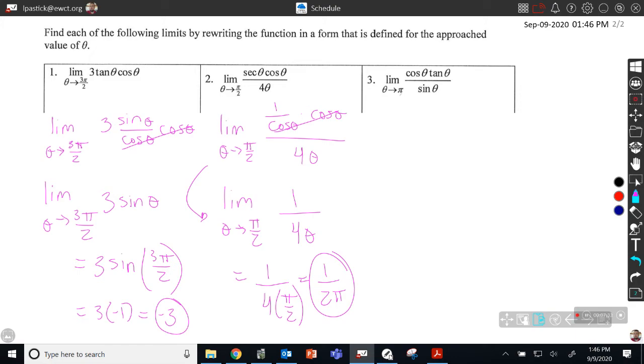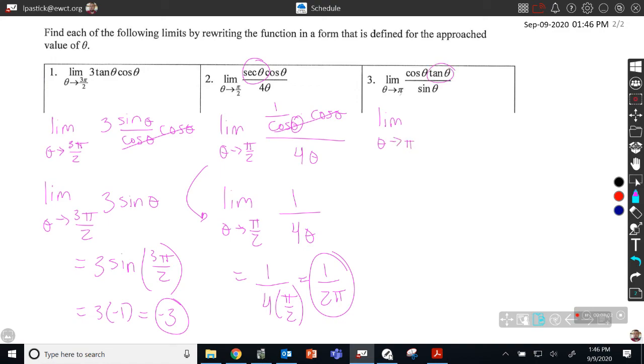Beautiful. And then the last one, same sort of idea. You plug in pi right away, you get the sine of pi on the bottom. That's going to be an issue. I didn't talk about it here, but obviously here you're going to have the same issue when you try to plug in pi over 2 right here. You're going to have 1 divided by 0, because the cosine of pi over 2 is 0. So if we plug in pi here, sine of pi is 0, we can't divide by 0, so let's try and rewrite. Limit as theta approaches pi of, what can we do?